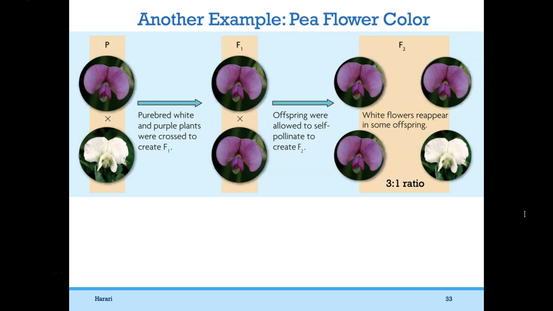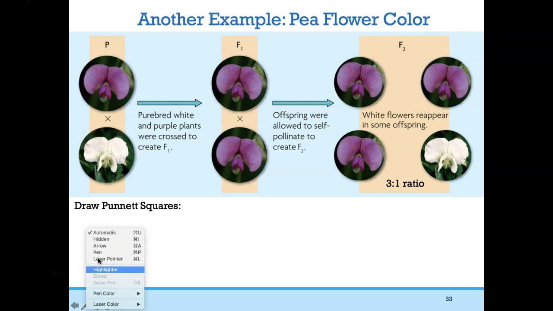So now I want to show you how we can do Punnett squares to illustrate all of this. And with dominant, we always write the dominant allele in capital letters. Lowercase is always the recessive. That's just how we always draw it out.